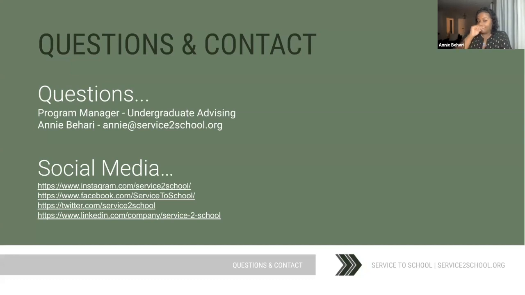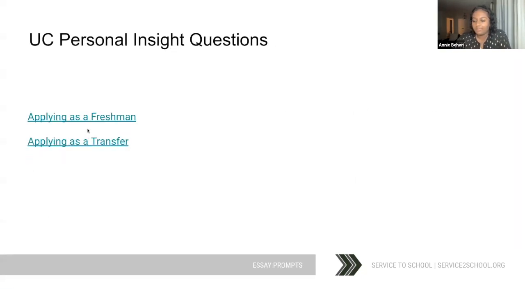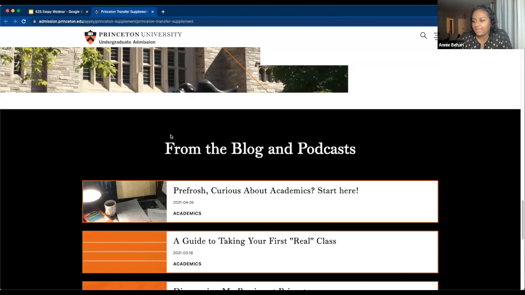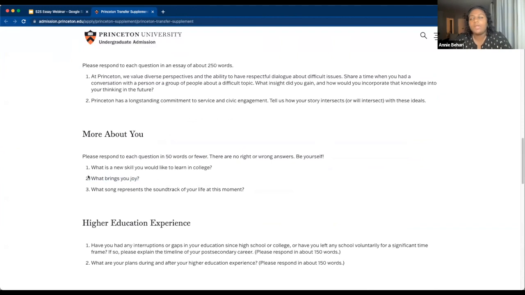Any tips on going a layer deeper? Yeah, that's a good question. When there are questions like that, I encourage you to think a little bit outside of the box. I'm going back to Princeton as an example here. I would start off by thinking about what you think most people would say. What brings you joy? I imagine a lot of people would say going outside for walks or hanging out with family or friends. So I would try to think of something that is very specific to you.